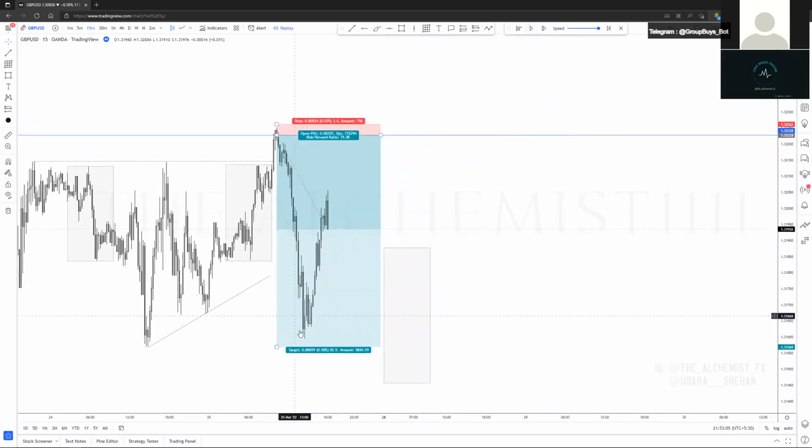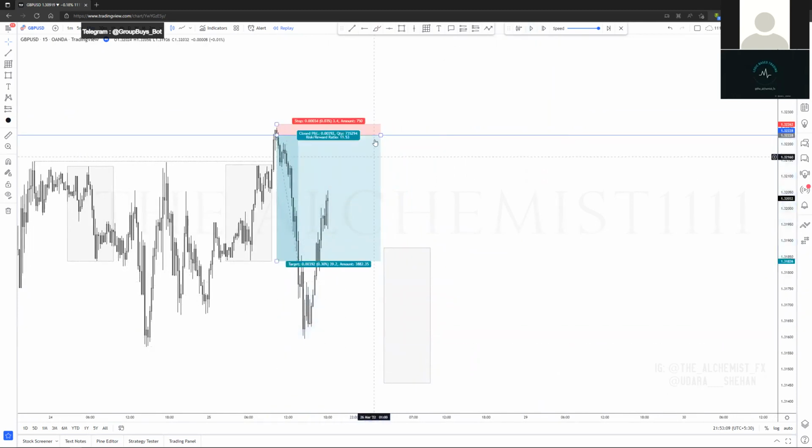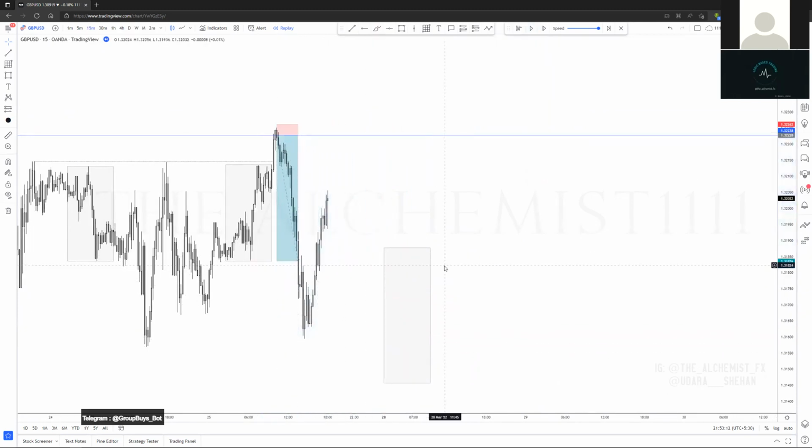Okay, nice even drop. You could have even taken the buy here. Let me show you. Let's say you target the Asian lows. I actually had the buy.